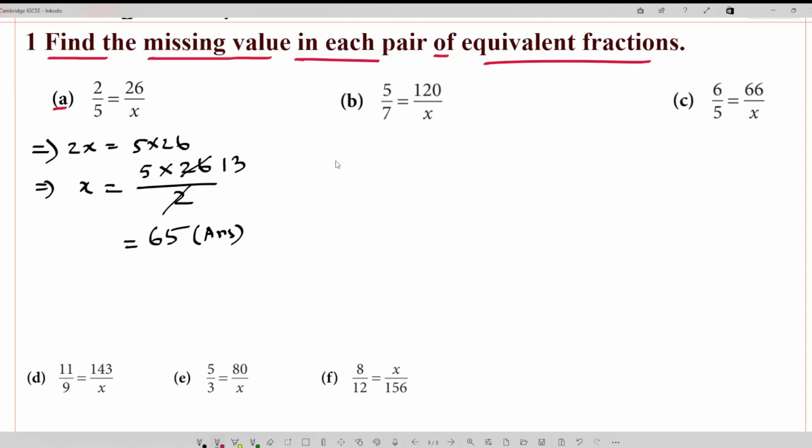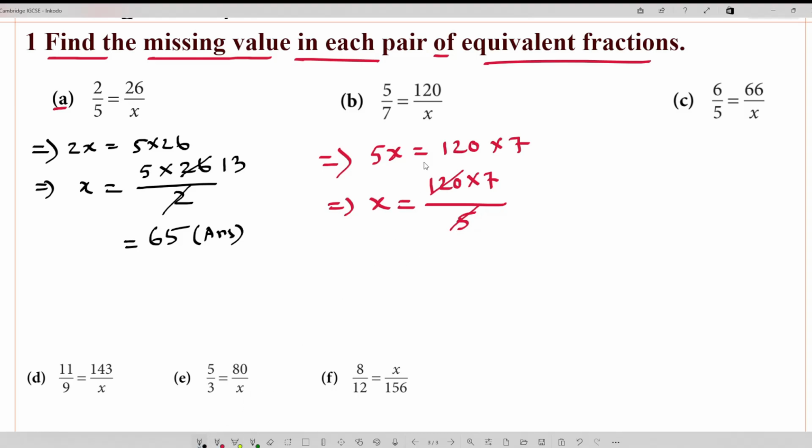Number B. Here is 5/7 equals 120/x. Similarly, we can do cross multiplication. So it will be 5x equals 120 times 7. We can divide both sides by 5. So x equals 120 times 7 divided by 5. So we can divide 120 by 5.